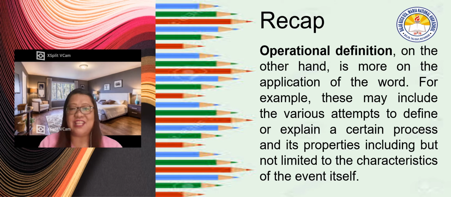Operational definition, on the other hand, is more on the application of the word. For example, this may include the various attempts to define or explain a certain process and its properties, including, but not limited to, the characteristics of the event itself.